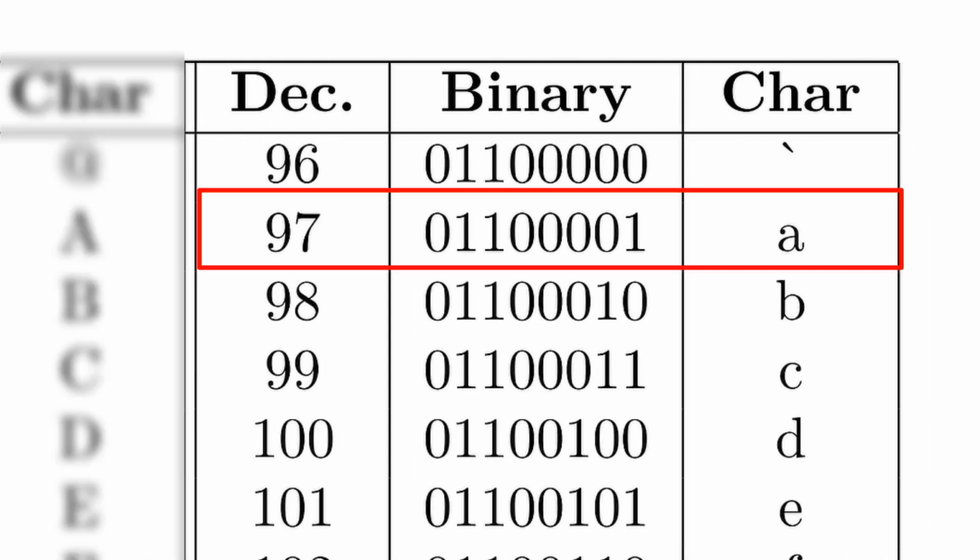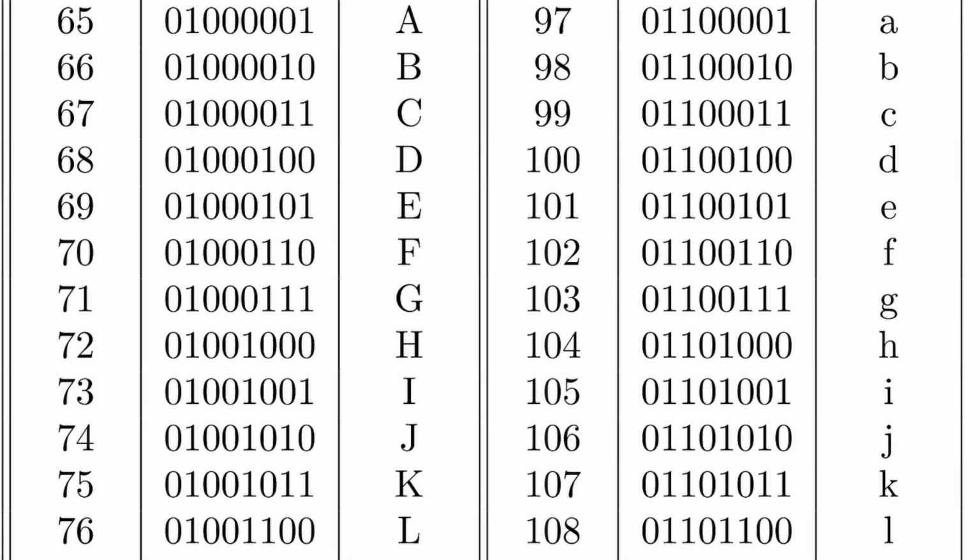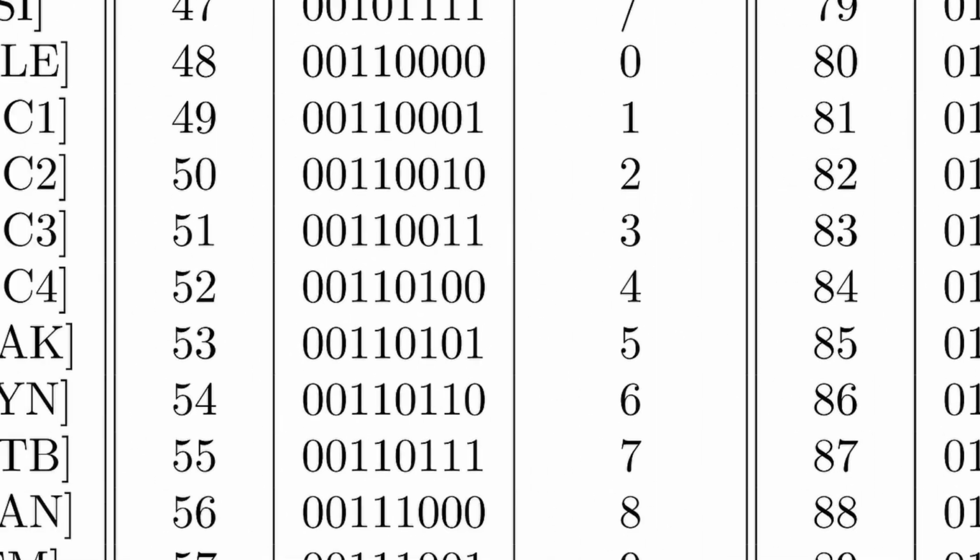Lowercase a has the decimal code 97. Its 7-bit binary representation is 1100001. Stored in a byte, this becomes 01100001. Uppercase and lowercase letters may look similar to us, but they have different codes.